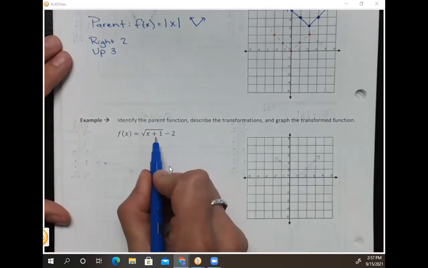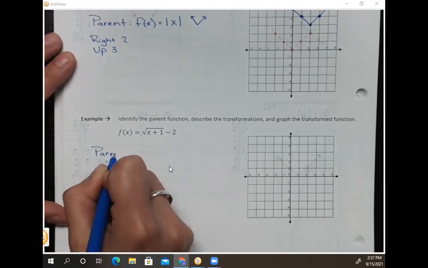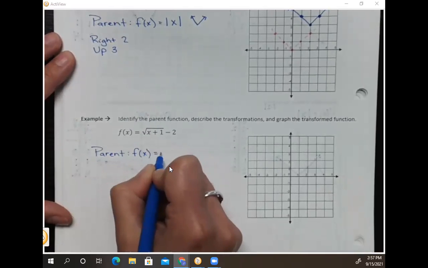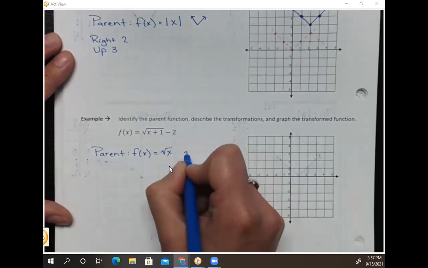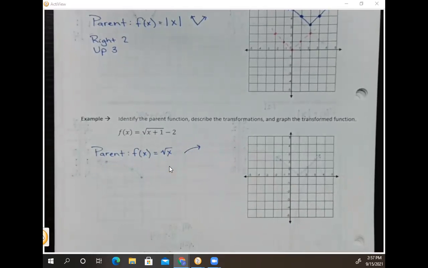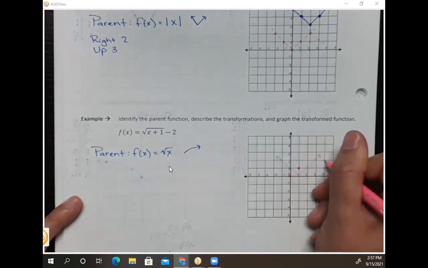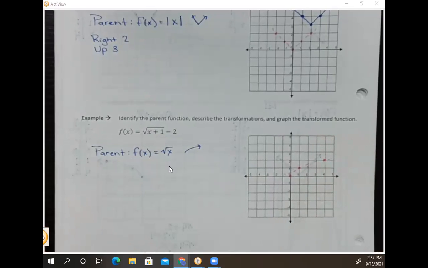Square root of x plus 1 minus 2. So I want to start with my parent function. My parent function would be just the plain old square root of x. And remember, that graph looks kind of like this. It had an endpoint. It went forever in one direction. And again, in that other color, I'm just going to sketch our parent graph, just so that we remember what it looks like when we go to graph this new one.